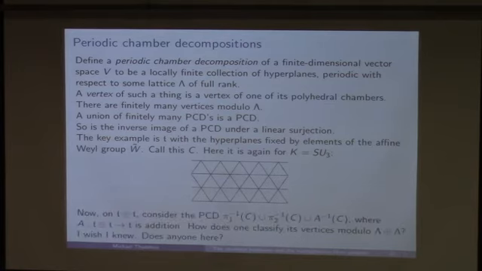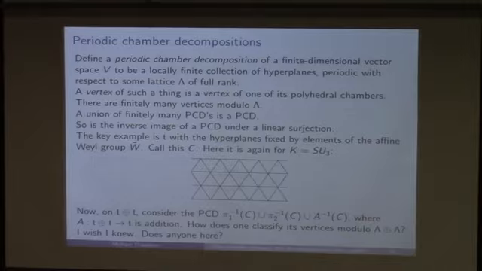So now, the question I want to raise is, on the direct sum of two copies of the Cartan algebra, consider the union of these three periodic chamber decompositions: the one coming from the first factor, the first summand, the one coming from the second summand, and then the inverse image under the sum map. And I put them all together. What are the vertices of that? How do I classify those vertices up to translation? I don't know.